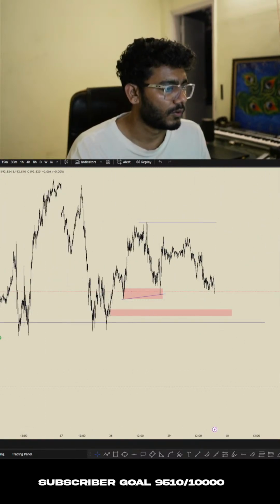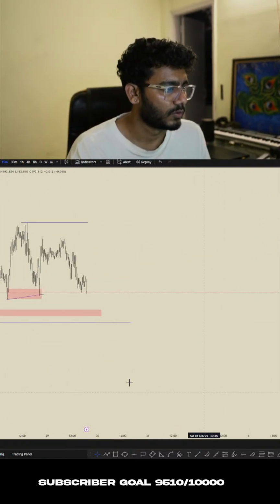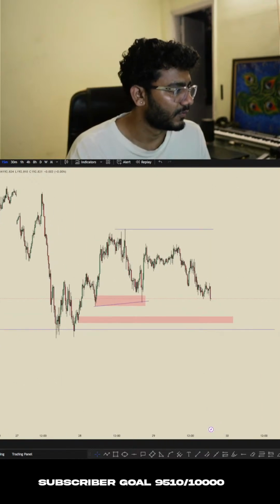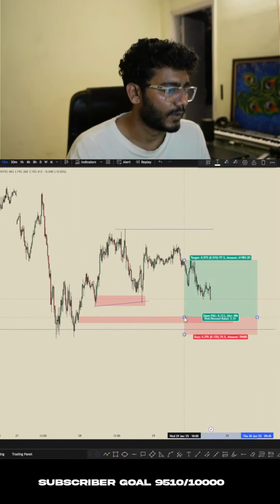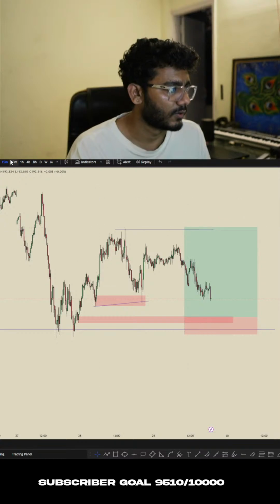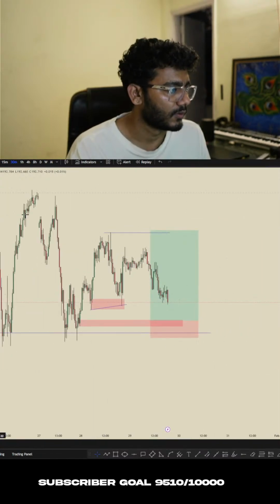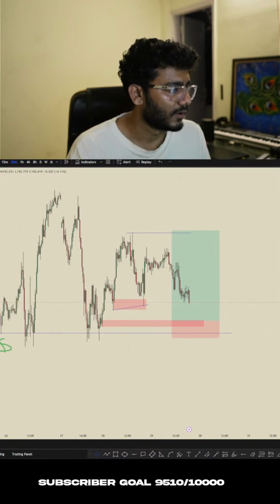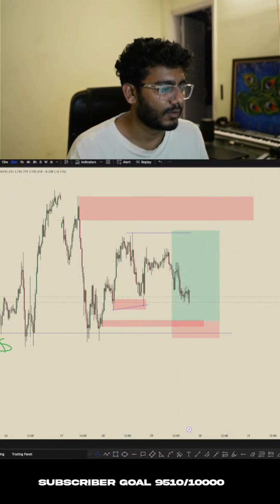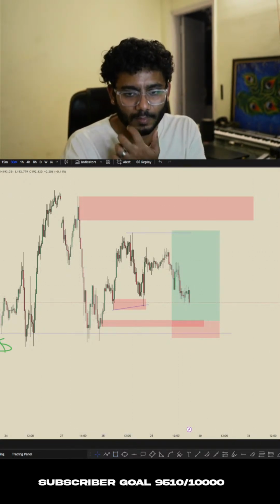So around here, I'm waiting for price to give us some kind of confirmation, so we can look for buy side entry at this order block. Stop loss will be below this low, and the next high will be our target, 1:5. And for sell side, we have this area where we can look for sell side. But right now, I think price will give us a buy side entry.